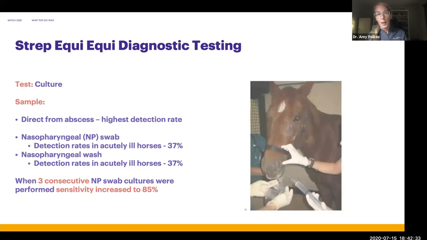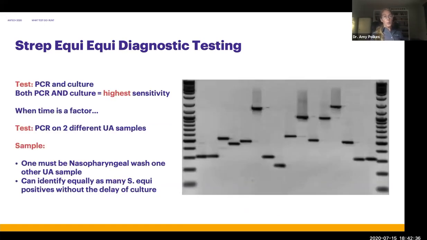Maybe it's hanging out in the guttural pouch or something. So again, both PCR and culture would certainly have the highest sensitivity. And when time is a factor, back to that big boarding barn where you're really worried, does this horse have strangles? Am I going to be worried about closing down this barn? Doing a PCR on 2 different upper airway samples, so a nasopharyngeal wash and maybe a nasopharyngeal or nasal swab, et cetera, is the best option, and sending both of those in. But one of them needs to be a nasopharyngeal wash to identify as many positives.